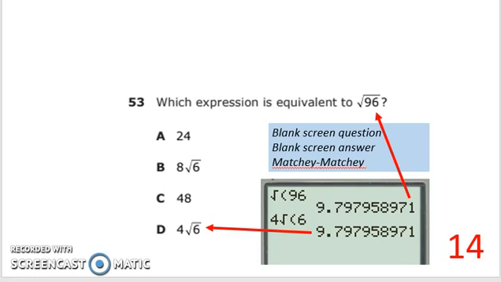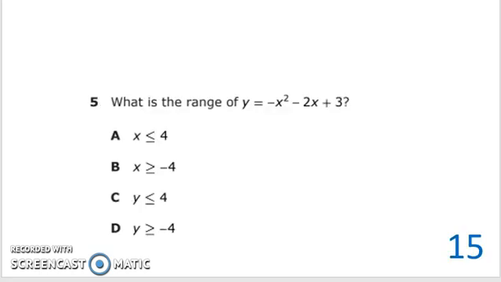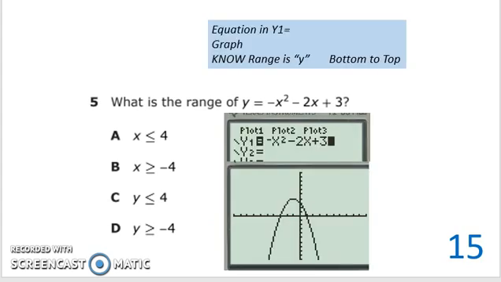Put the question on a blank screen, get a decimal, and go through and find which one of the answer choices gives you the same thing. The range, this one you're given an equation. You got to know what range is. That's going from the bottom to the top.